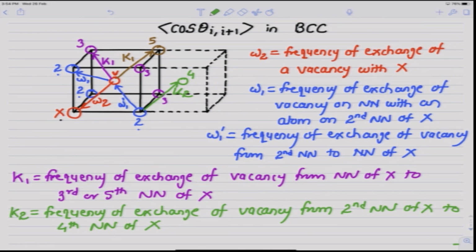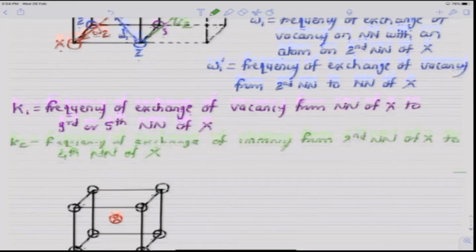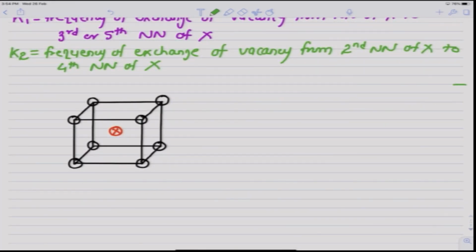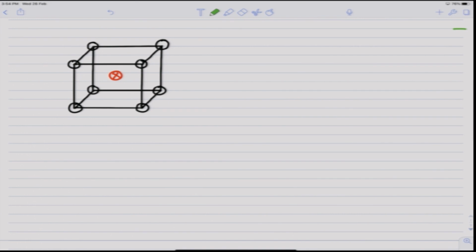So, with this, let us try to evaluate the average value of cos theta i plus 1. So, let us redraw this BCC unit cell again, and now in this cell I have shown the tagged atom X at the body center of this cube, and suppose the first jump of the tagged atom X is from this site A to X.